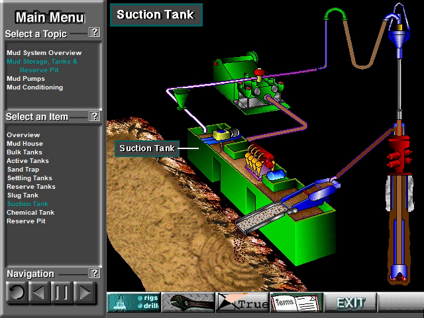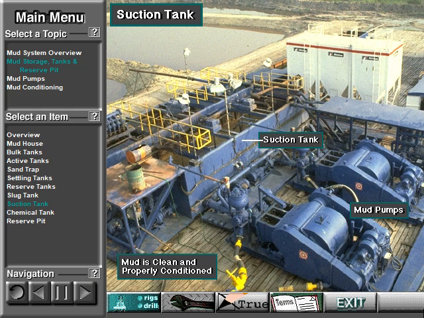The suction tank is where the mud pump picks up mud ready to circulate downhole. Mud in the suction tank should be clean, free of solids and gas, and be properly formulated or conditioned.